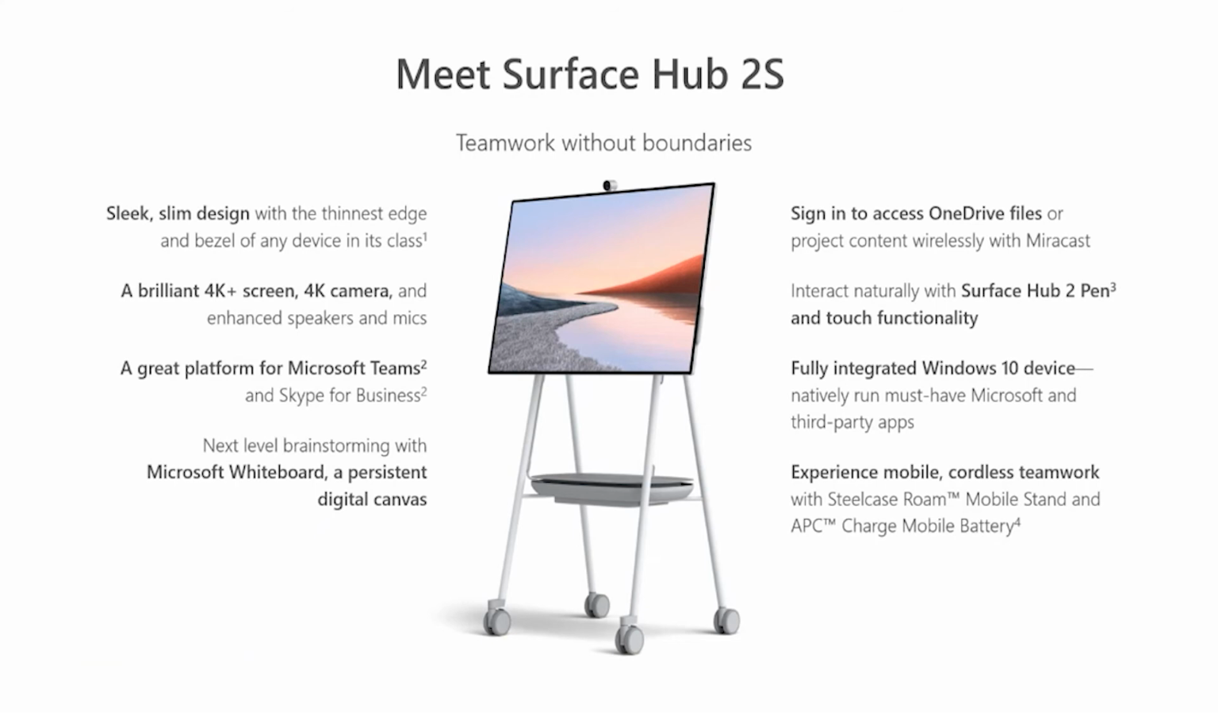We updated the screen technology as well. The original 55-inch was a 1080p screen. This we're calling 4K plus. It's a 5.5K screen. There is no term for that, so we call it 4K plus. The original devices also had high definition cameras. The camera on the Surface Hub 2S is a 4K camera, and we updated the speakers and the microphones to give a much rounder sound.